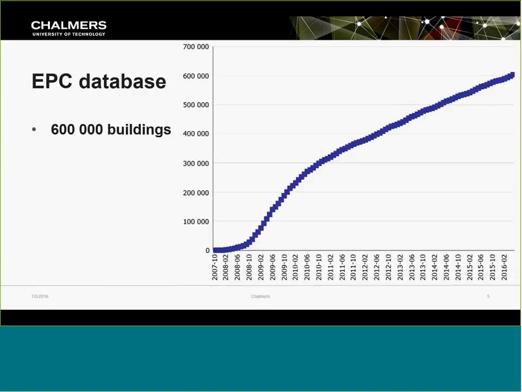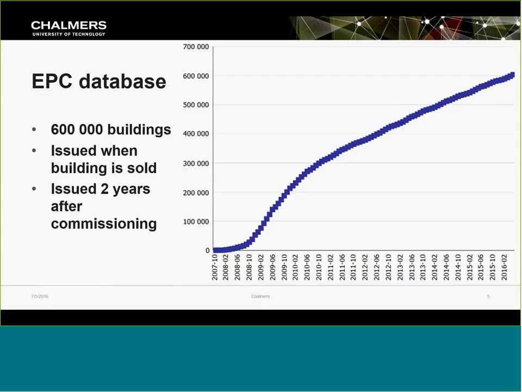And up to date, the database consists of 600,000 buildings, which have been entered into the database. And the main source of information is from when the building is sold, when the EPC has to be issued, or it's also issued after 2 years after commissioning. This is, I think, the case for most countries in Europe. And the validity of the EPC is 10 years.